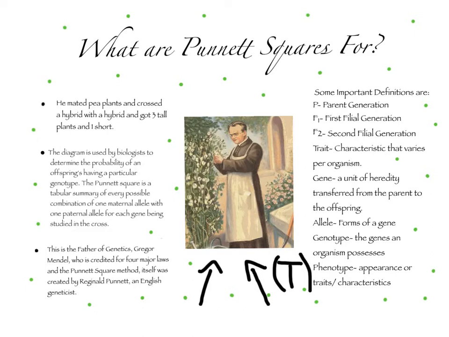Some important definitions are that P is the parent generation, F1 is the first filial generation, F2 is the second filial generation. A trait is a characteristic that varies per organism, such as being tall or being short. A gene is a unit of heredity, transferred from the parent to the offspring. An allele is a form of a gene, such as big T or little t. A genotype is the genes an organism possesses. And finally, a phenotype is the appearance or traits or characteristics.